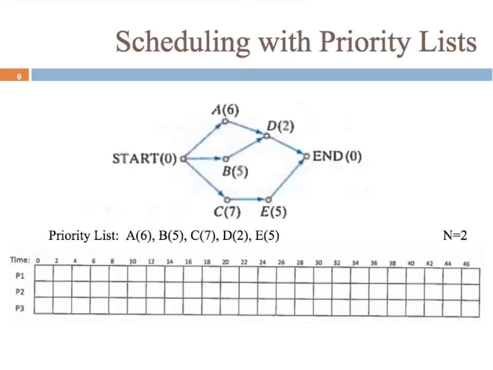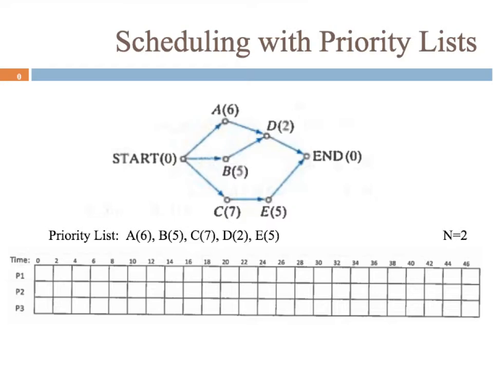So here's our first full scheduling problem. We have a diagram on the top that shows us the precedence relations. So for example, task A and task B must be completed before we can move on to task D, and C must be completed before we move on to task E. Separately below is the priority list.